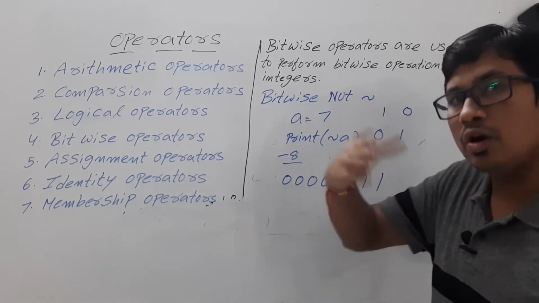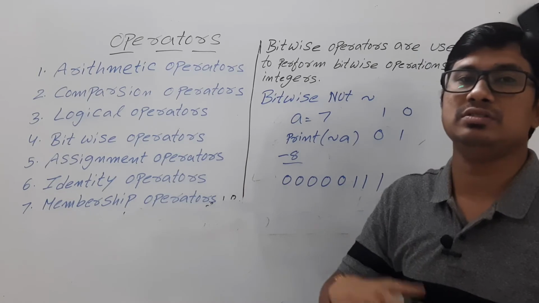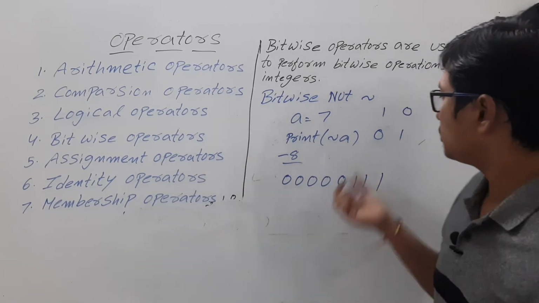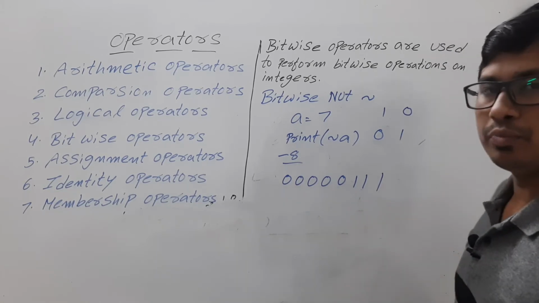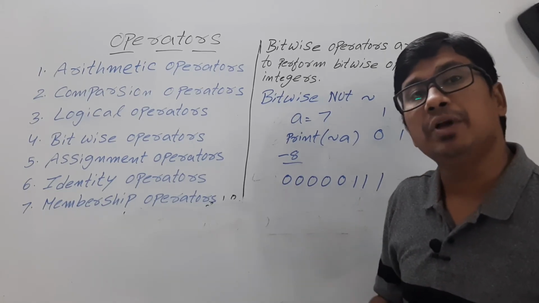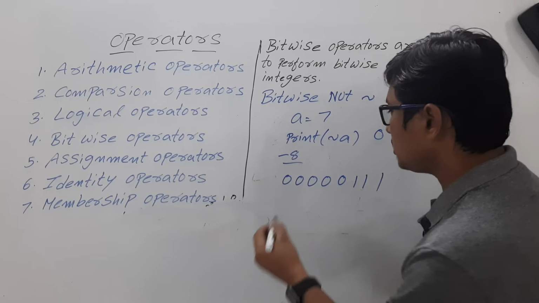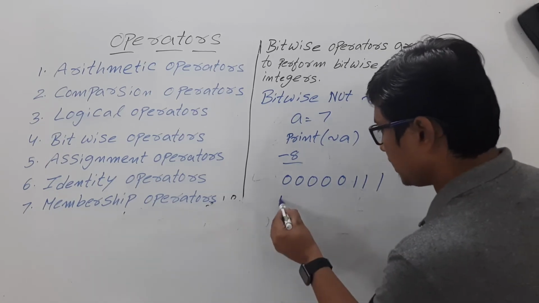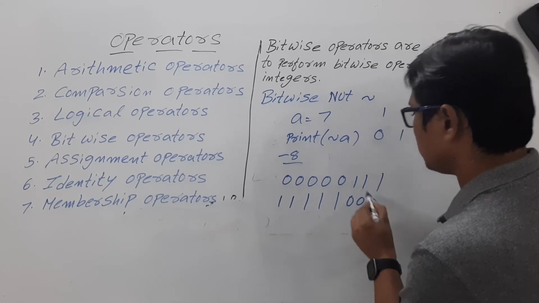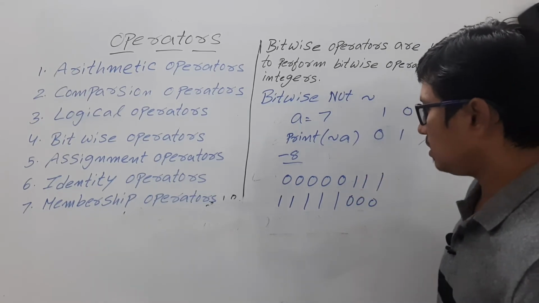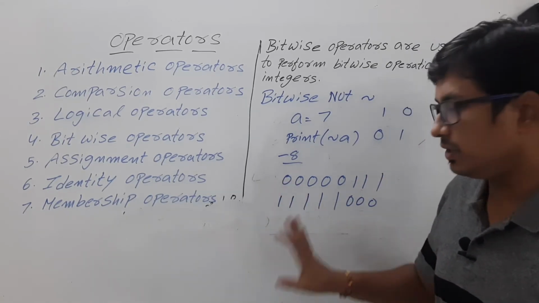Meaning is that not true means what? False. Not false is what? True. So this is the way it will work. Now this is the input, and I want to perform the bitwise not. So as the input is 0, you will get 1, 1, 1, 1, 1, 0, 0, 0. So this is the bitwise not of the given input.